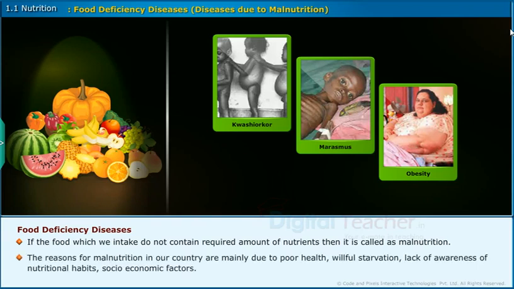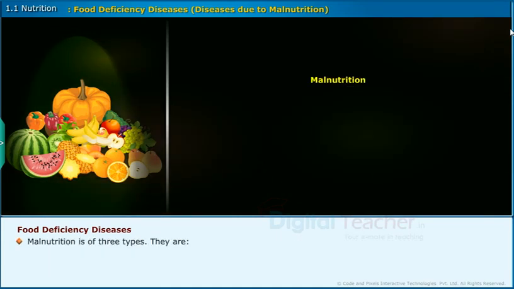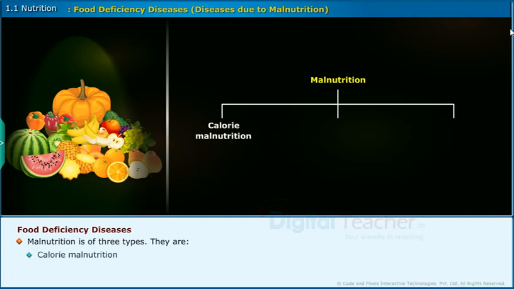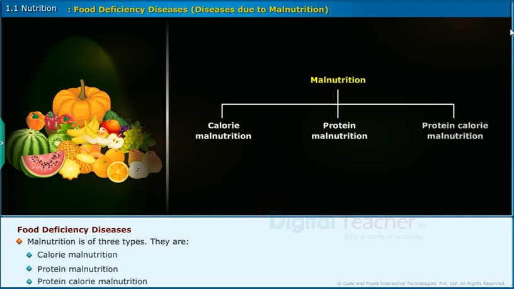The reasons for malnutrition in our country are mainly due to poor health, willful starvation, lack of awareness of nutritional habits, socio-economic factors. Malnutrition is of 3 types. They are calorie malnutrition, protein malnutrition, protein-calorie malnutrition.